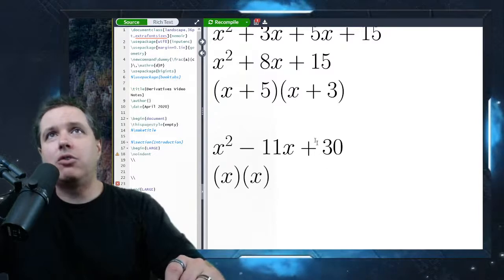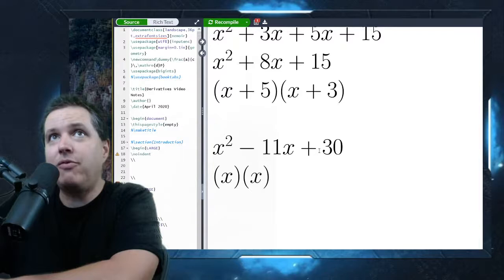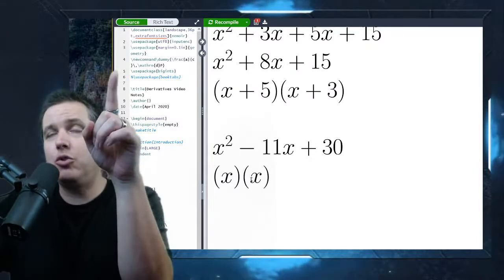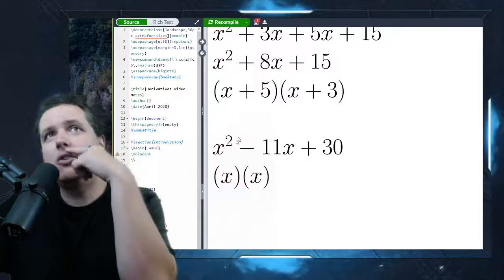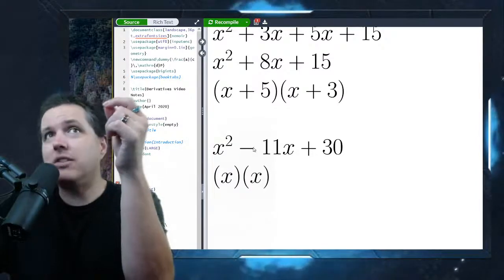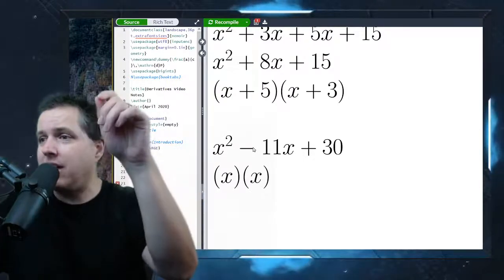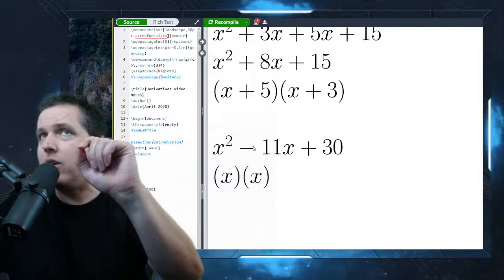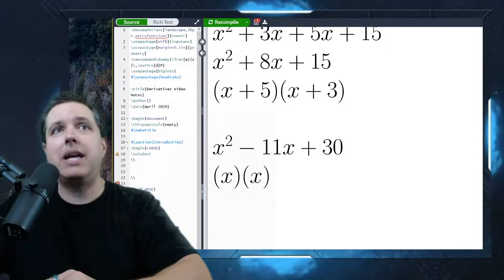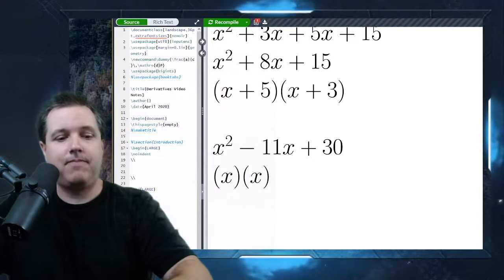Okay, now I look at those signs. This plus tells me when I do the L part of my FOIL, I'm getting a positive. So either I have two negatives in here or two positives. Well, look at this middle term. That's a negative, meaning I must get two negatives. Because if I had two positive terms that I was adding together for my inner and my outer for the FOIL, how would I get a negative? You can't. So it's going to be x minus and x minus.